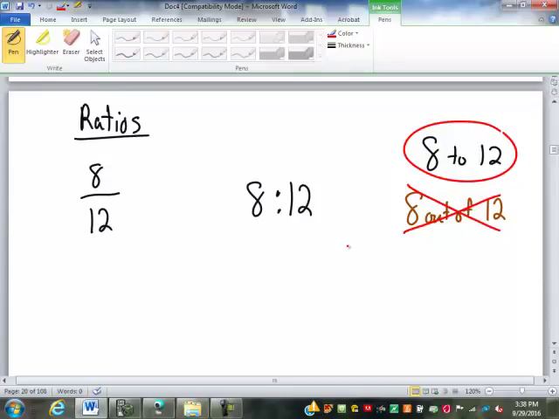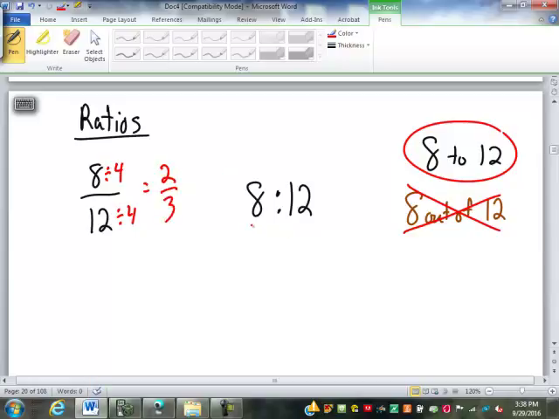For right now, let's look at what we can do with these ratios and expressing the ratios. I like the fraction notation, 8 over 12, because in that notation we can do a lot of things with our ratios that we can do with a fraction, like reduce. Both 12 and 8 can be divided by 4, which gives me a 2 to 3 ratio.